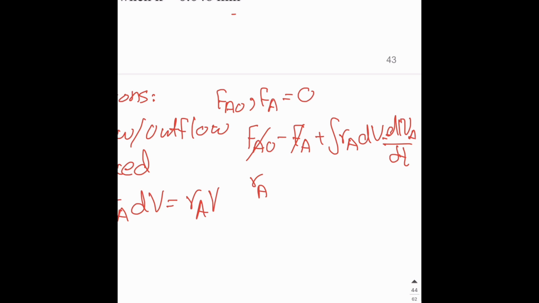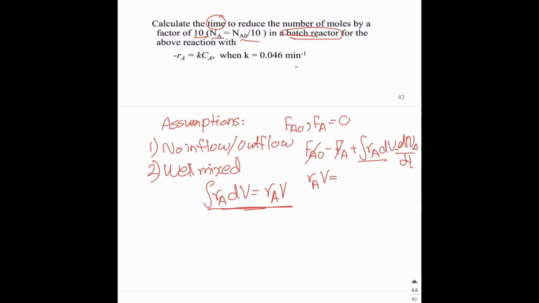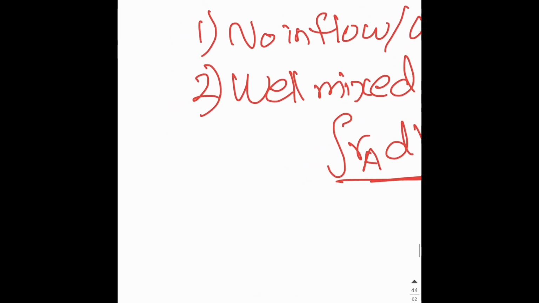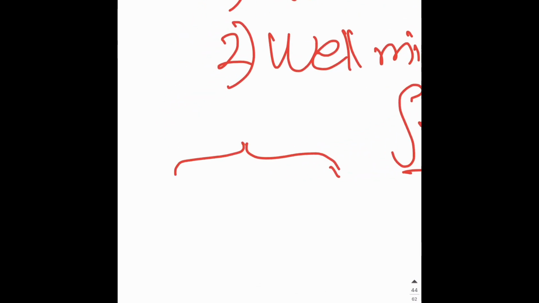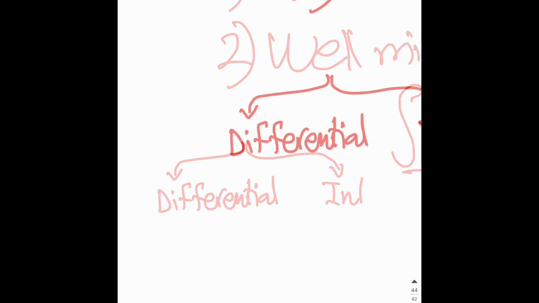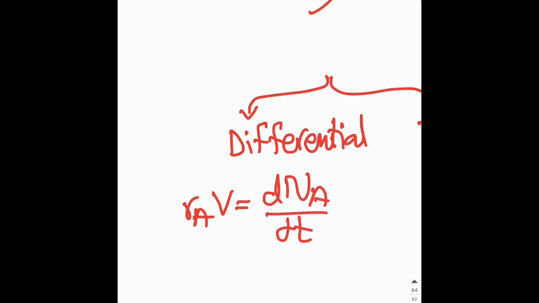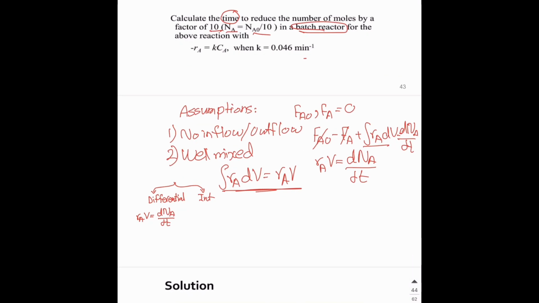So the remaining will be RAV, because well mixed means that the integral of RA dV will be equal to RAV. So RAV will be equal to dNA over dt. So we have two things in a batch reactor: the differential form and the integral form. The differential form is RAV equals dNA over dt. So we will start solving.